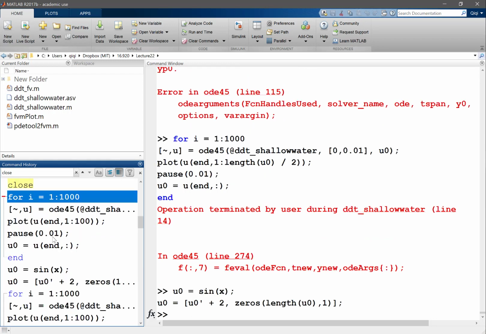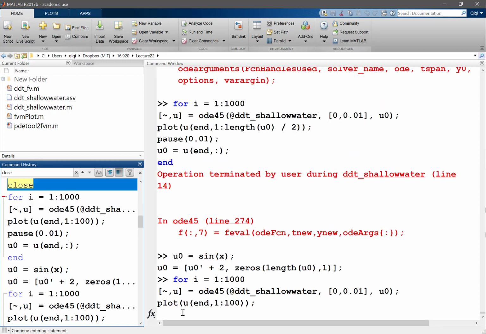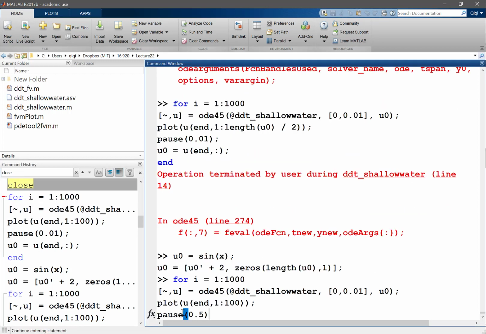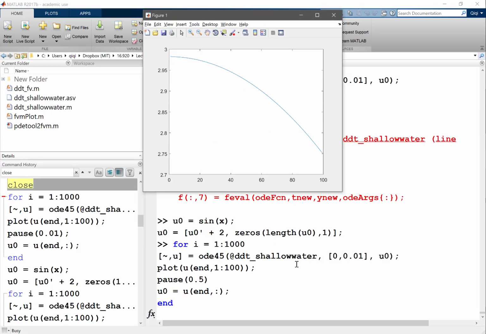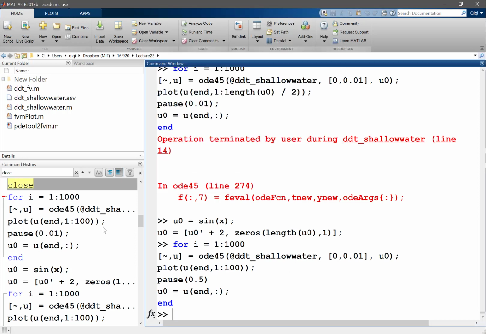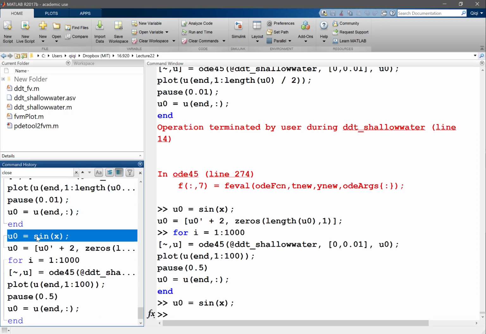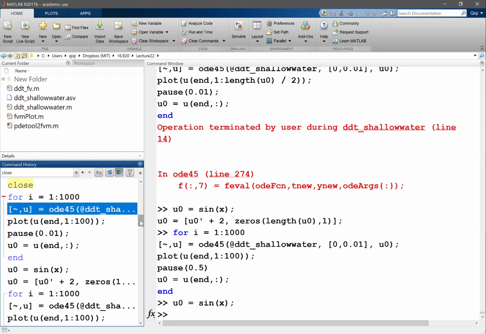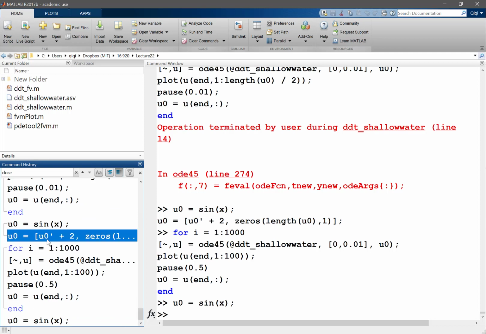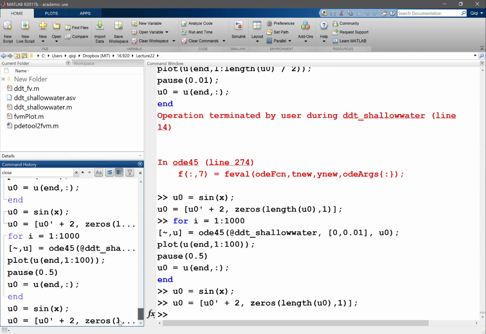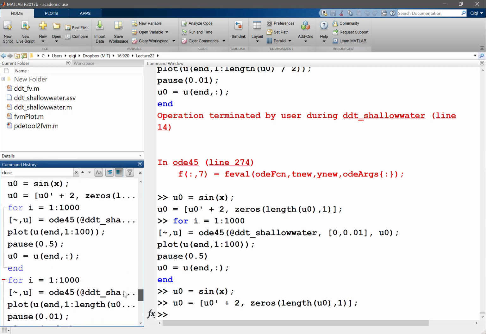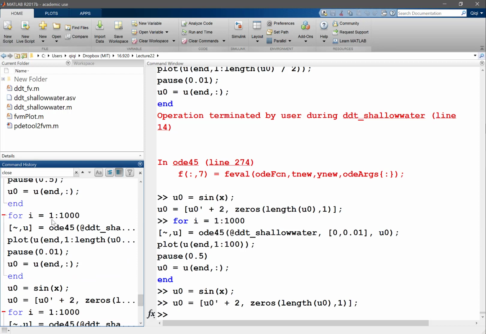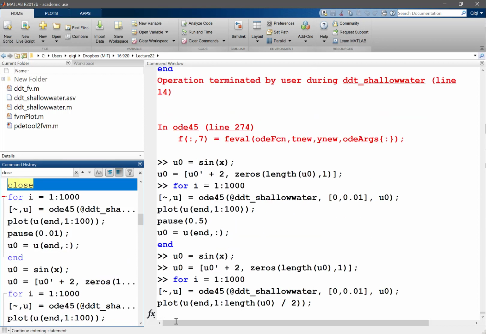So let's see. Pause 0.5. This. I think I plotted the wrong thing again. Why does it always go to here? So where is the pause by 0.5? And this is correct.